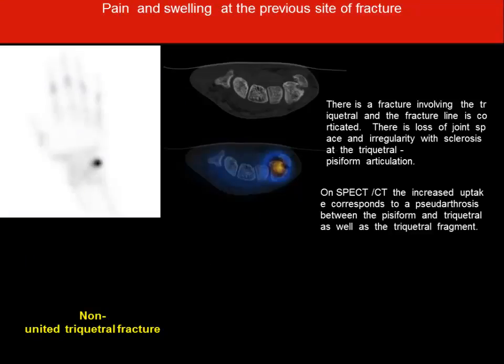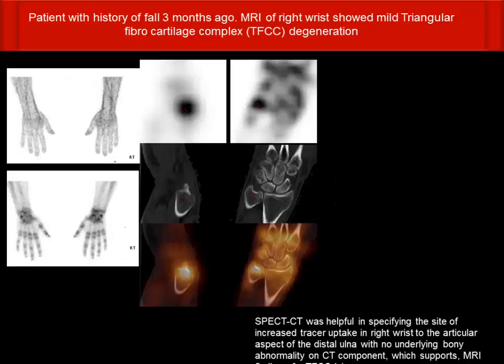Another example, a patient with again extended arm, fracture involving the triquetral, and there is a fracture line, and there is also pseudoarthrosis. It means to say that it is not fused together, and this is an example of a non-united triquetral fracture. Another example, a patient with history of fall 3 months ago, MRI of the right wrist showed some mild triangular fibrocartilage complex. That's the commonest site they get injured. And SPECT CT was helpful to show the specific diagnosis where there is increased uptake.